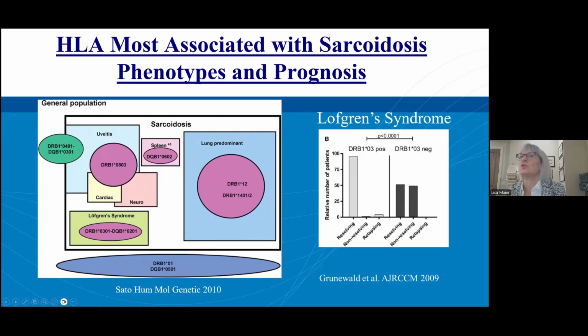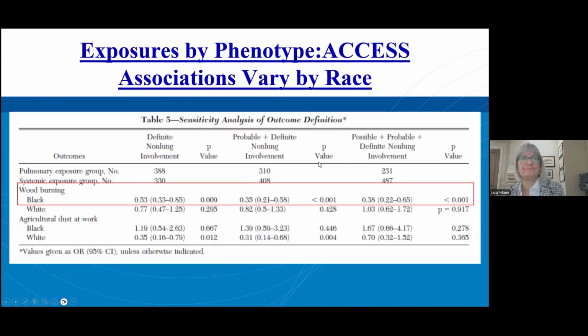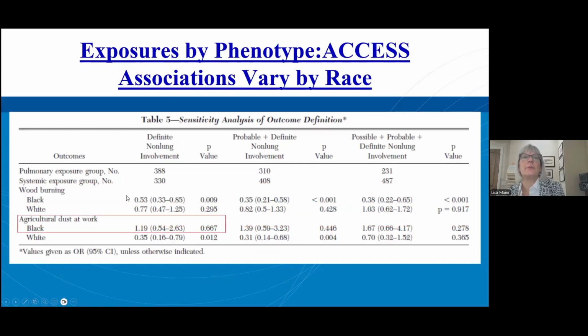Remember also I showed you that this is the group that tends to present more in the spring. And they looked at that in the ACCESS study, and they did find that looking at lung disease only, wood burning, for example, was significantly associated with risk of having lung involvement in Black individuals versus whites. And they also found a response here that is not significant in Black individuals, but actually protective and significant in whites. So a lot more work needs to be done, and large populations need to be done.